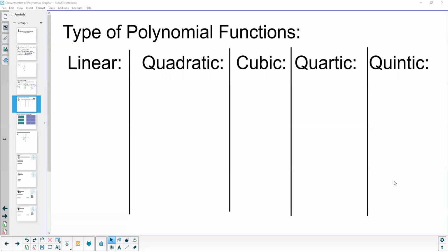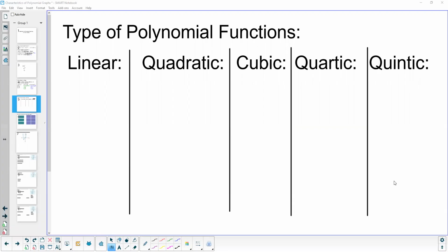Hi, this is Mrs. Kidman, and in this video, we're going to be talking about different types of polynomial functions. Now, you have heard about some of these previously, but if you haven't, we're going to go over some of these other types. There are lots of types of polynomial functions, even past these. We're just going to go through ones with degree 1, 2, 3, 4, and 5.